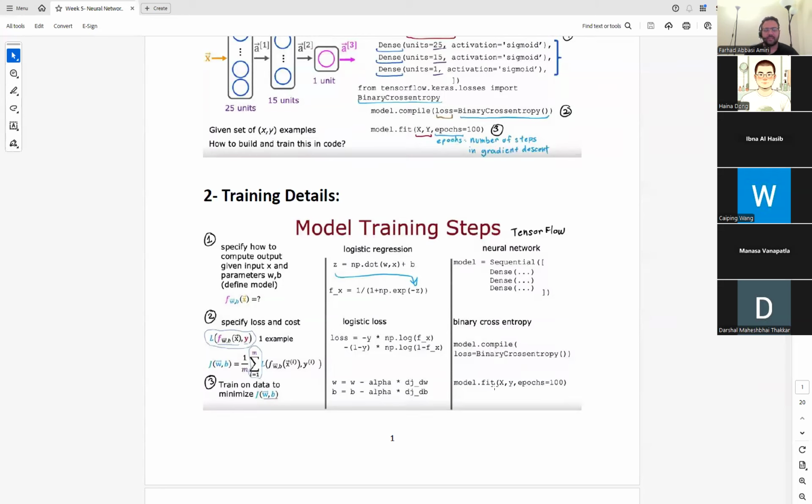And then in the last step, we fit our model over the data set, X and Y, with 100 epochs or iterations. The epochs show the number of iterations gradient descent takes to generate the optimum model parameters W and B for our model, right? Any questions so far?